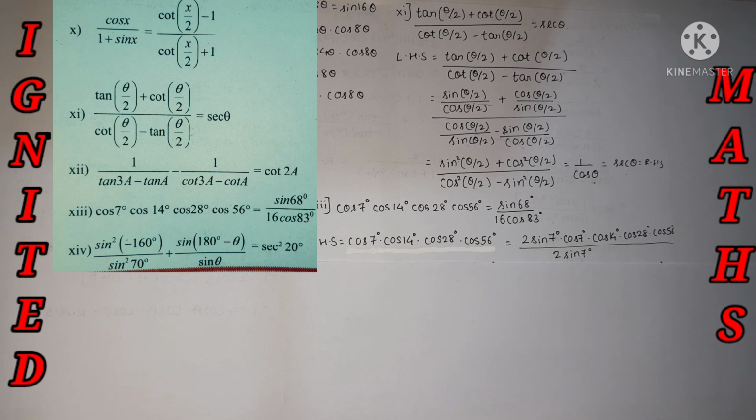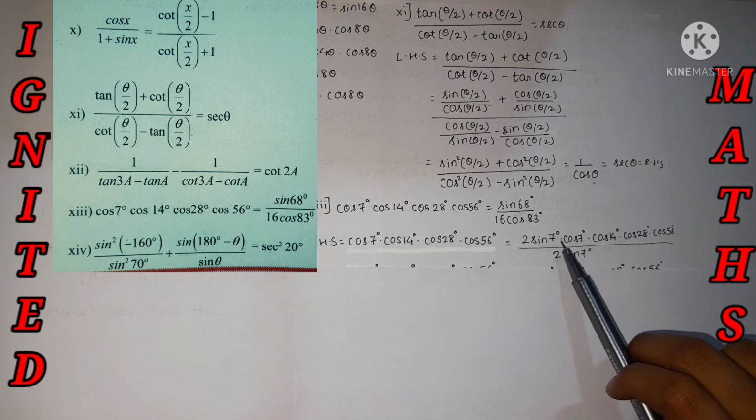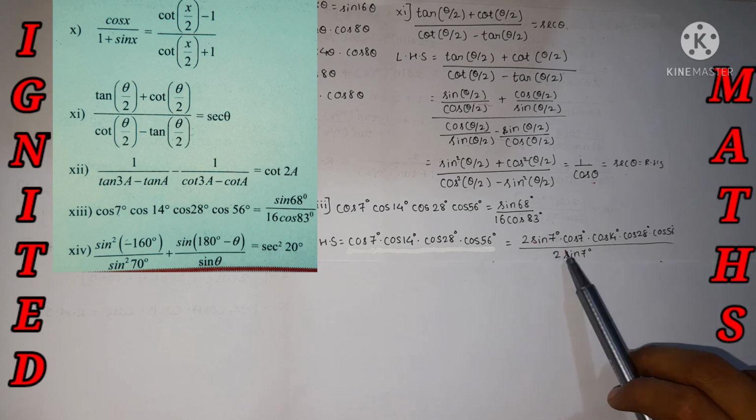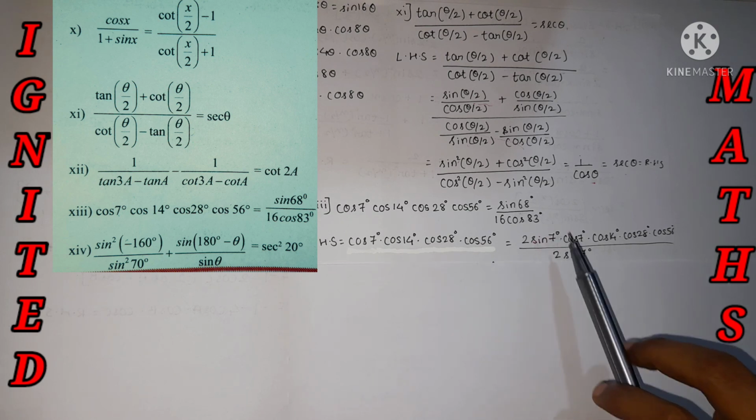So accordingly, one value we need to take and we need to construct it in such a way that we will get the RHS value, as we have done previously also. So I'm going to multiply and divide the numerator and denominator by 2 sin 7 degree, over here also, over here also. Why am I doing it?